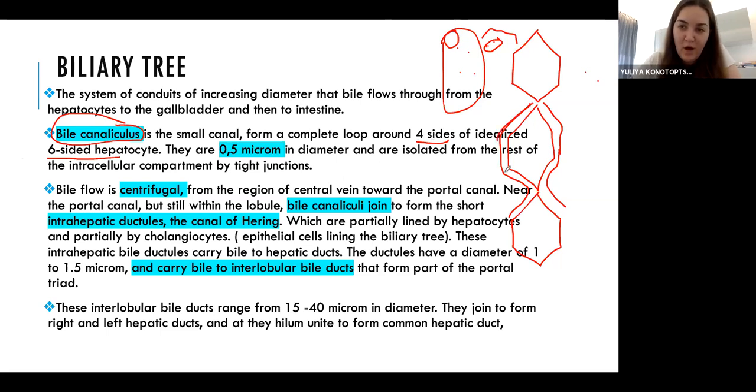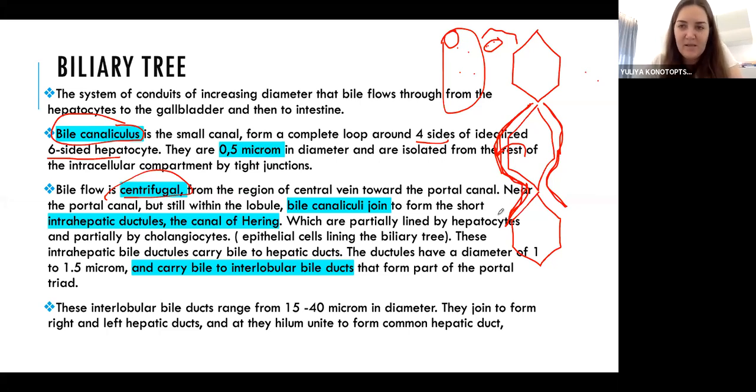So these are your bile canaliculi. They're just outside of your hepatocytes. So your hepatocytes just add bile into these bile canaliculi. There you go, centrifugal. It's the opposite. Centrifugal is when you go away from the center, right? When you're spinning something, it goes away from the center. So bile flow is centrifugal. It's going away from the central vein. It's going to the bile duct.